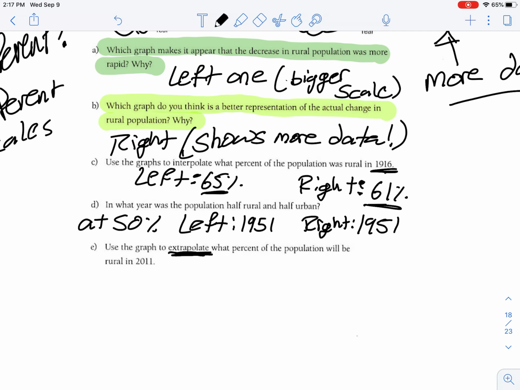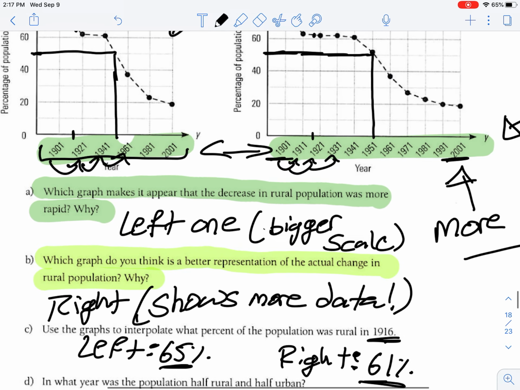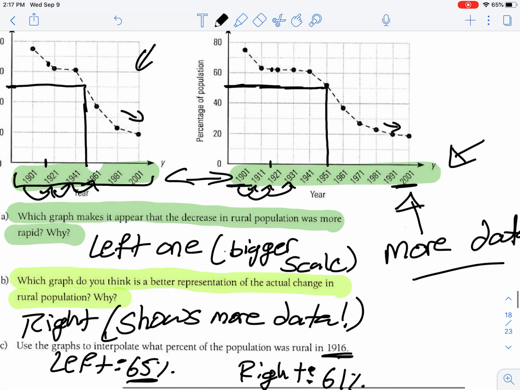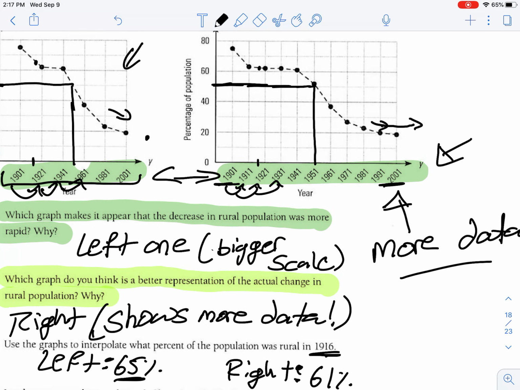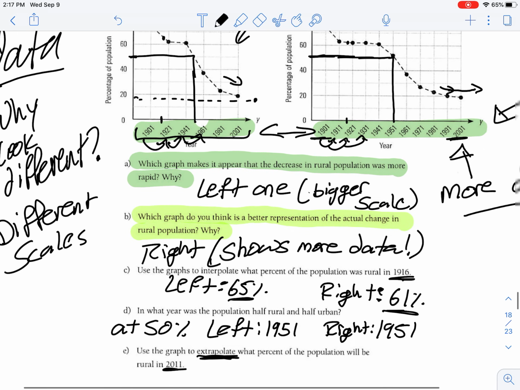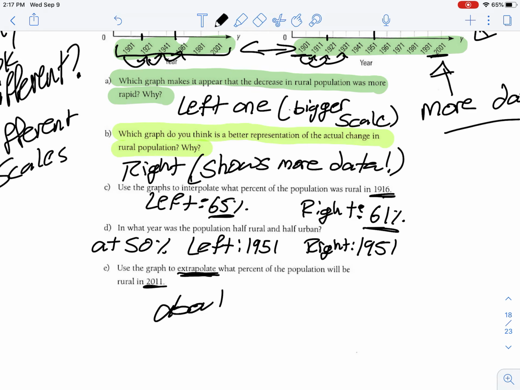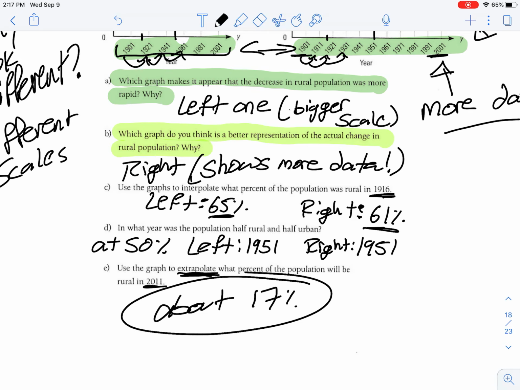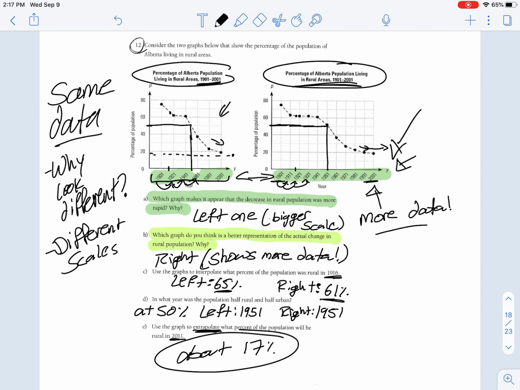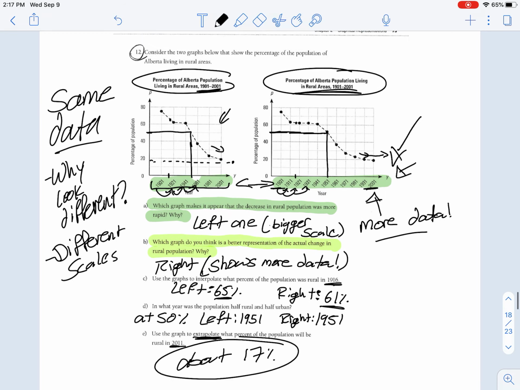Use the graph to extrapolate what percent of the population will be rural in 2011. So remember, extrapolate means after. So for 2011, I would say it's still a downward trend. Okay, but this one looks like it's going more to the right. This one looks like it's still going down. So I would say it's going to be roughly here, and that is about 17%. So that is how you extrapolate and interpolate data. And remember, scaling is very important because it can change how you interpret a graph.